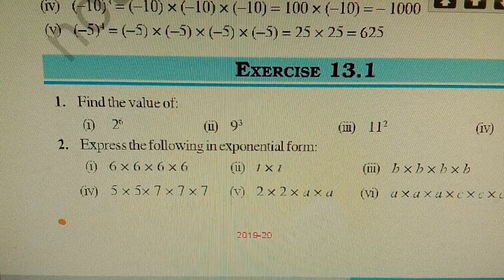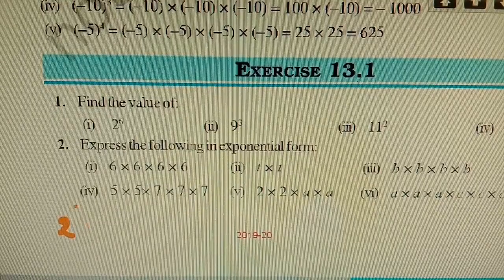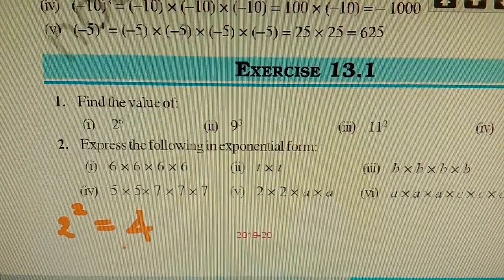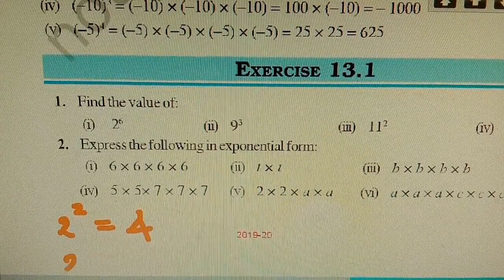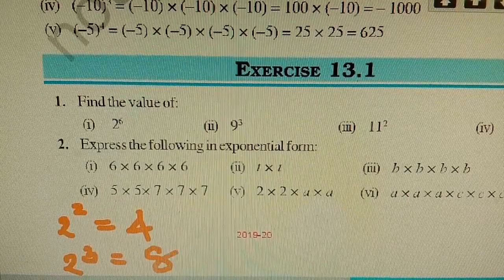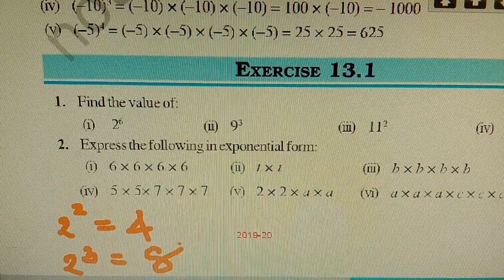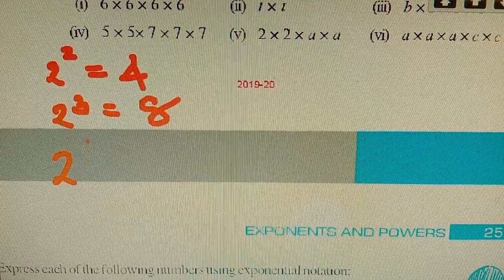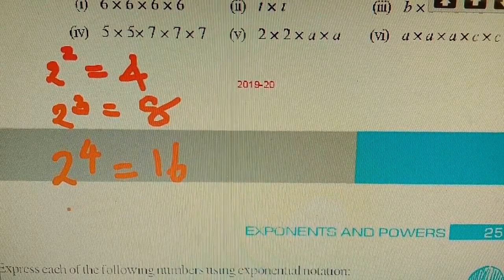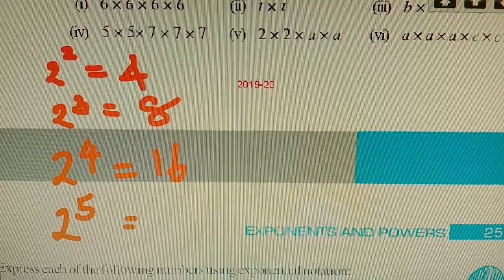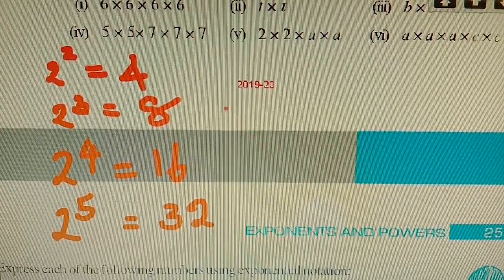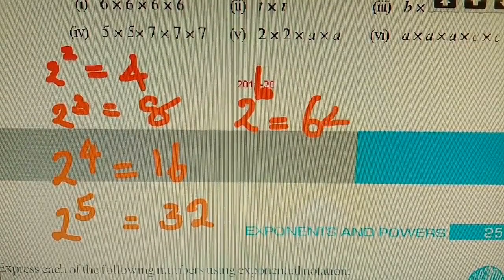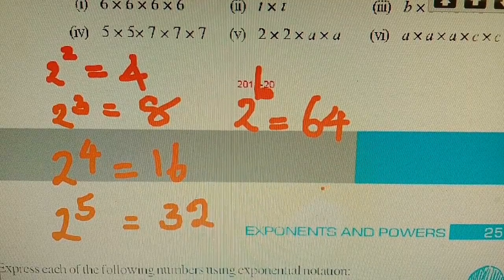You remember, 2 square means 2 multiplied 2 times, that is 4. Then 2 to the power 3, this 4 multiplied once more with 2, that is 8. 4 times 2, that will be 8. Then 2 to the power of 4, that is 16, 8 times 2. Then 2 to the power of 5, that is 32, 16 times 2. Then 2 to the power of 6, that is 64, 32 times 2, that is 64.